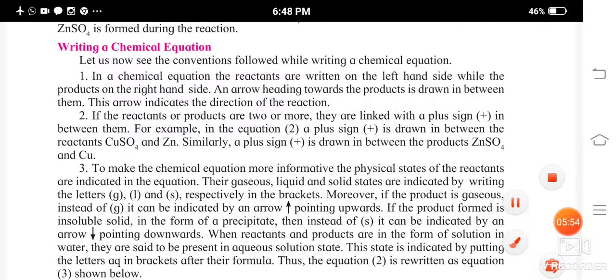Now see, first convention, what is this first convention? The reactants are written on the left hand side while the products are written on the right hand side. An arrow heading towards the product is drawn in between them. This arrow indicates the direction of the reaction.